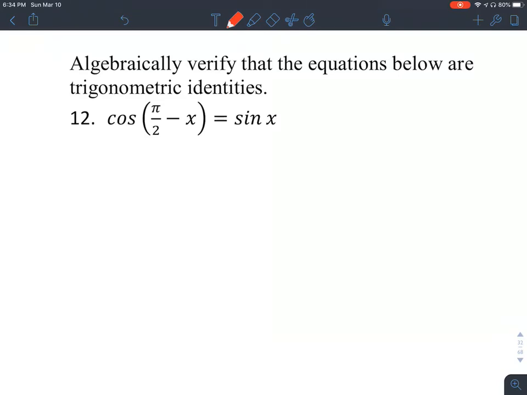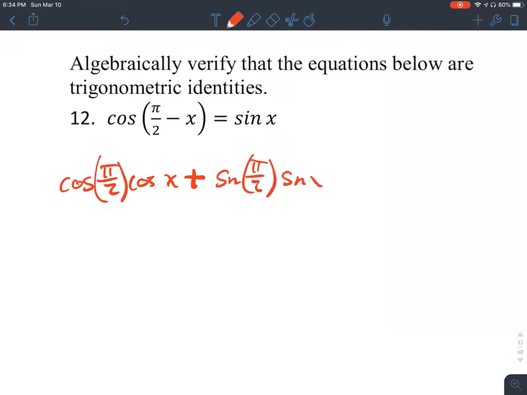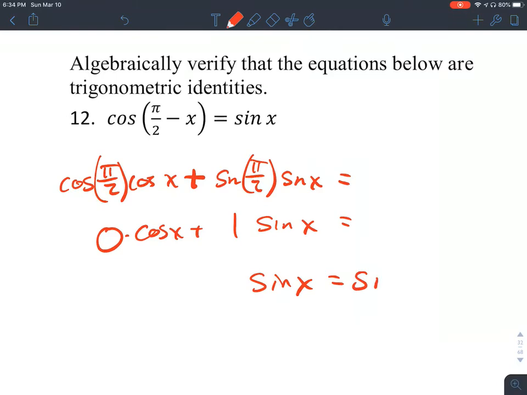Cosine of pi over 2 minus x, that's a difference identity. We can make that cosine of pi over 2 times cosine of x plus, signs are different for cosine, sine of pi over 2 times sine of x. Cosine of pi over 2 using the unit circle is 0. Sine of pi over 2 using the unit circle is 1. So this just becomes sine of x. 0 times cosine is 0. 1 times sine is sine. 0 plus sine is sine. The right side was sine of x all along. So that was pretty simple.